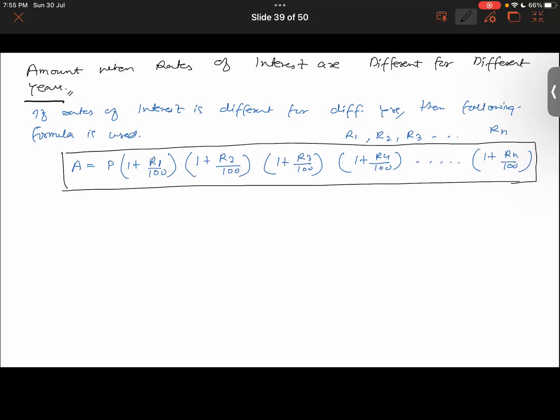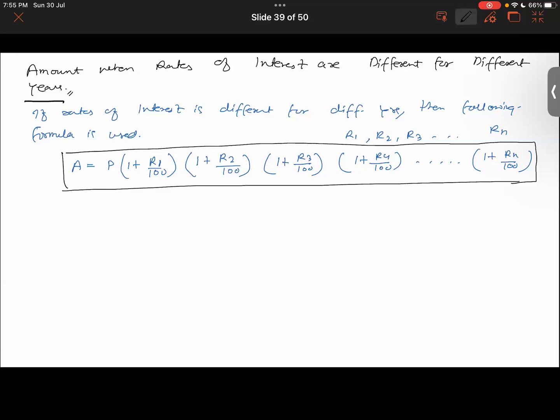All right, guys. We will be solving some questions on this. Isn't it going to be a bit lengthy? No, it's not lengthy. You will basically be required to find the amount for 2, 3, 4 or 5 years like this. It will not go up to Rn here.